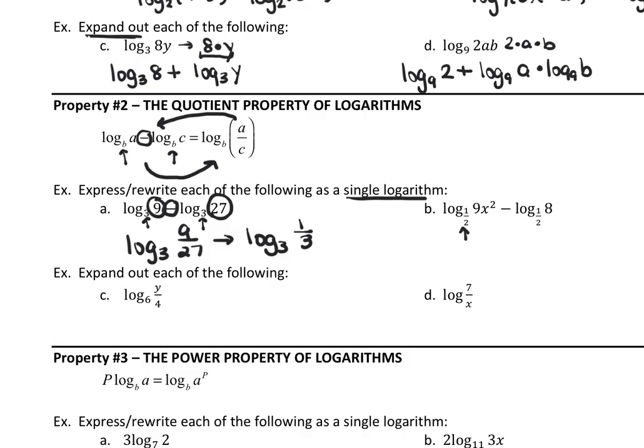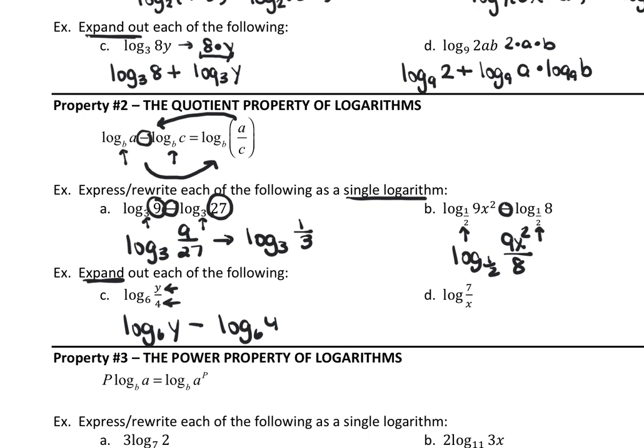Same with B, same base, joined by a minus, quotient. Log base 1/2 of the first one over the second one. And that would be our answer when asked to rewrite as a single logarithm. Part 2 is asking us to expand. So we have y divided by 4. So this is going to be the first log. This is going to be the second log. And since it's division, we will join them by a minus. So it'll be log base 6 of y minus log base 6 of 4.